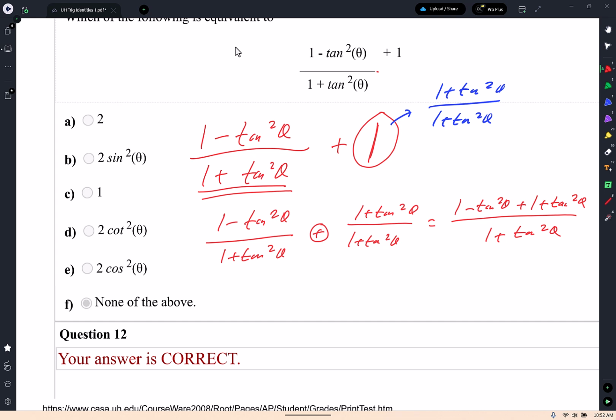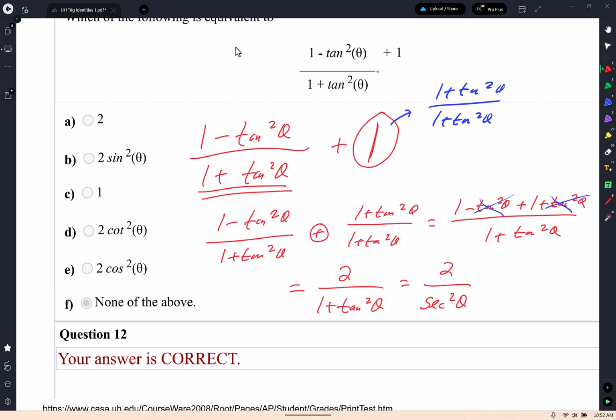What is going to zero out in the numerator? The tan squares. Bam! Bam! What's 1 plus 1? So I have 2. I'm going to put an equal sign. 2 over 1 plus tan squared. We just talked a little bit ago about what 1 plus tan squared was. What is it? It starts with an S. Secant squared. 2 over secant squared theta.